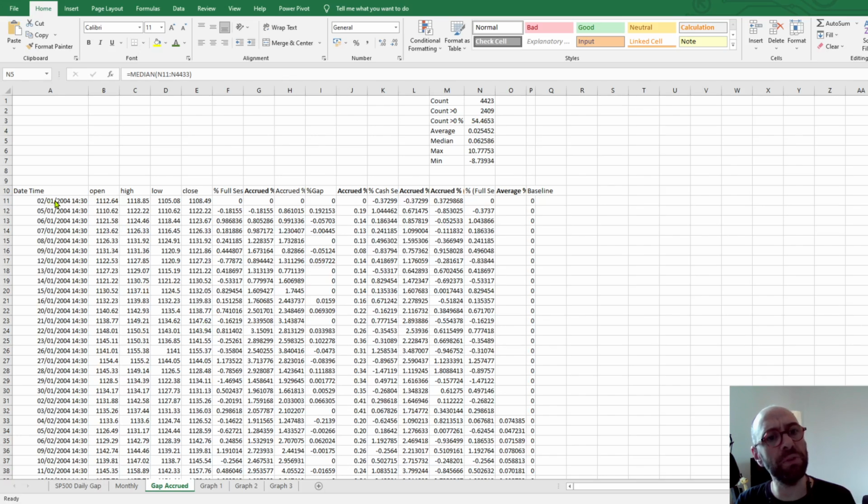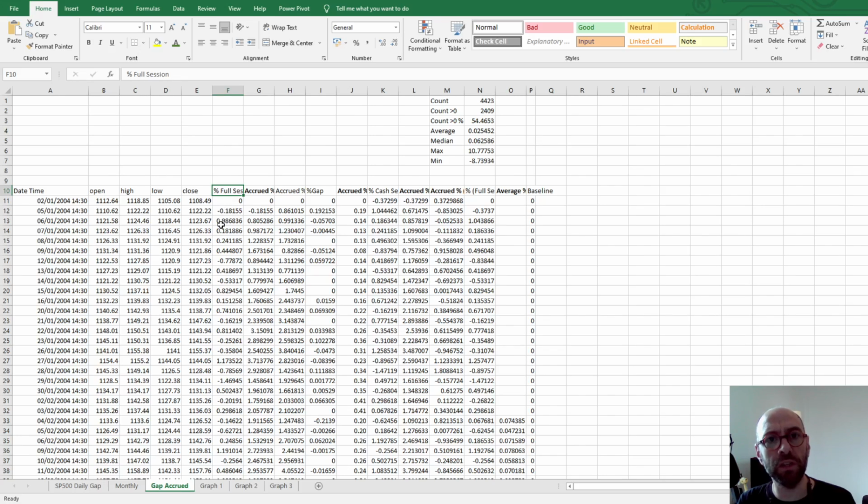I have the same data set as I used before. This is daily data from the Standard & Poor's 500, all the way from 2004 to the end of July 2021. So I have the usual columns with open, high, low and close. And I've calculated a few data.